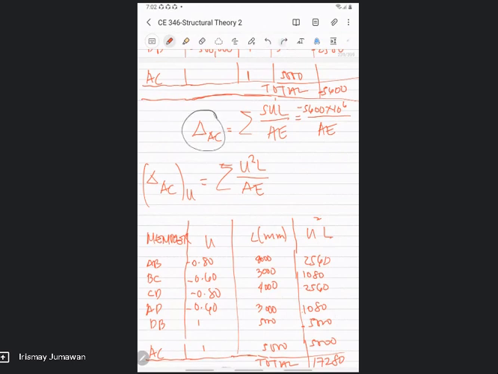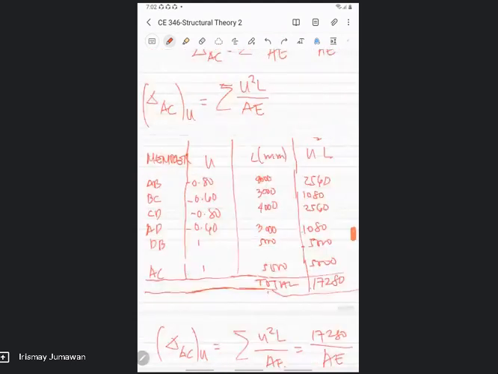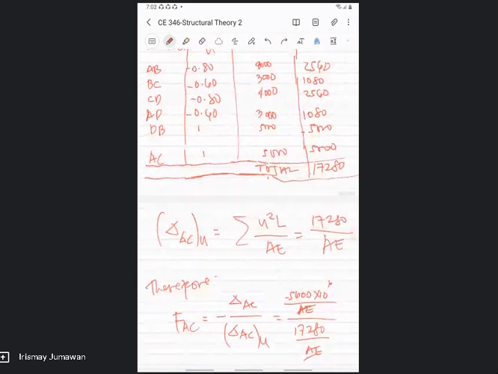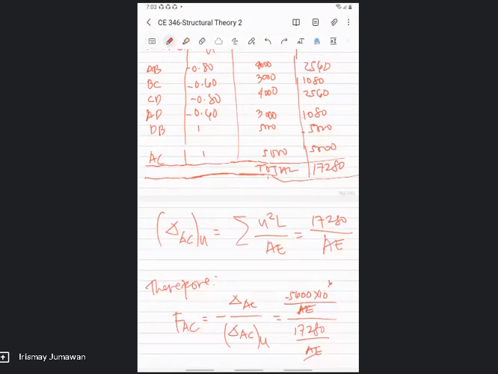So we need this one because the member AC to determine the stress, we have to use this formula. So for the stress of member AC is equal to negative delta AC over delta AC due to the 1 unit load. So i-divide ni mo ang imuhang deflection sa imuhang AC due to actual load. That is a deflection due to actual stress or actual load. Then the deflection of your AC due to 1 unit load. So we can cancel the AC or the AE, that is the area and the modulus of elasticity.